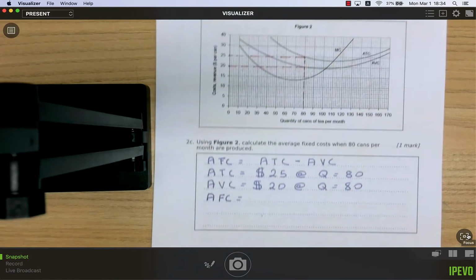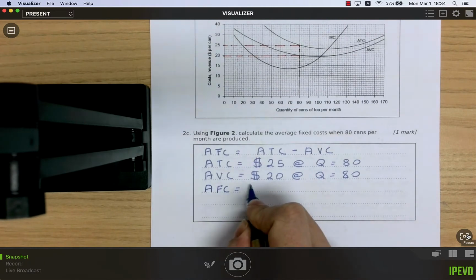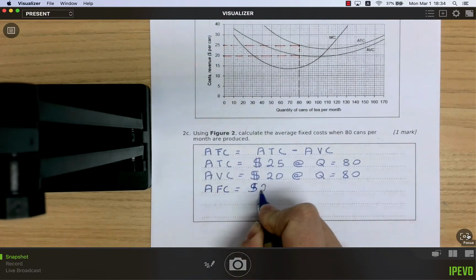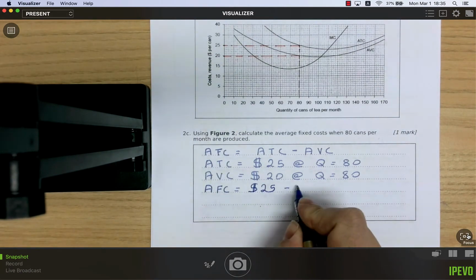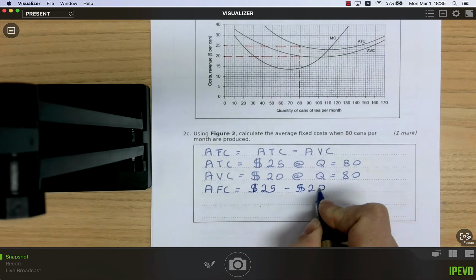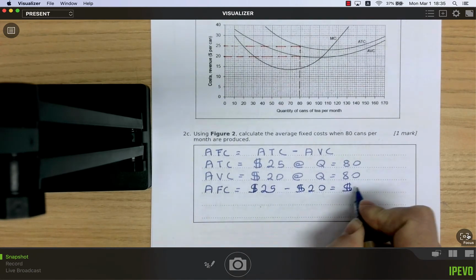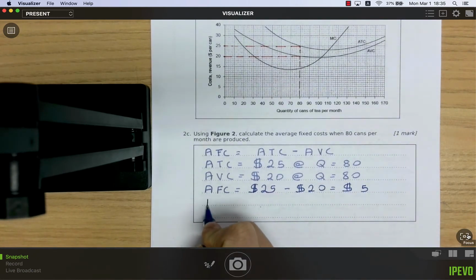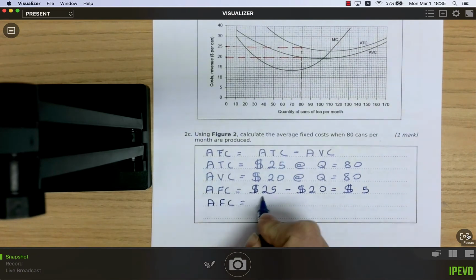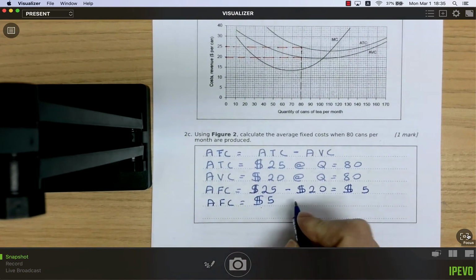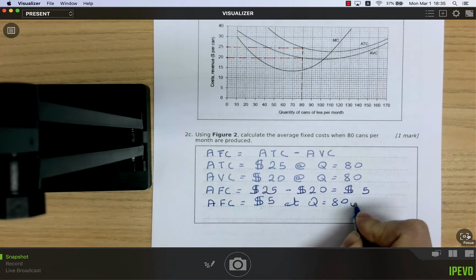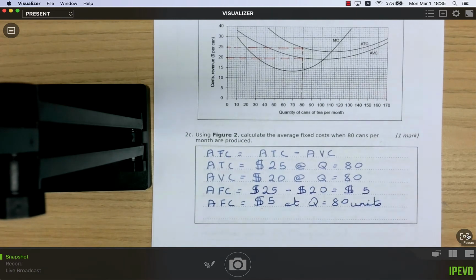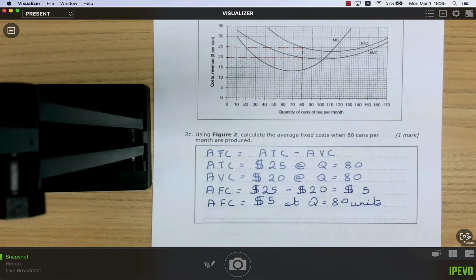So what I just write down here now is average fixed cost equals average total cost, which is up there at 25, and we work that out up the top, you can still see that. And I take away the average variable cost, which is 20, and I get an answer of 5. So what I'm saying here is average fixed cost equals $5, and if you want to be absolutely accurate, at a quantity equal to 80 units. Now you do not need to write that in, but that's just to highlight that average fixed cost and average variable cost change as we go on.